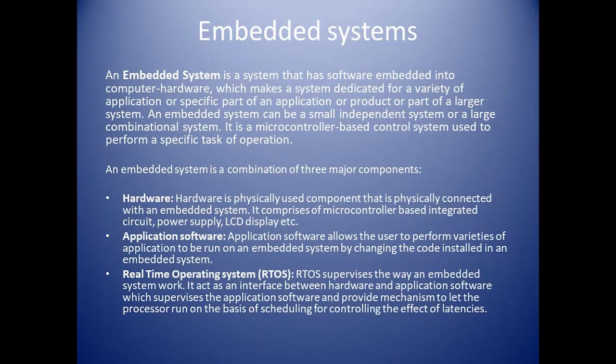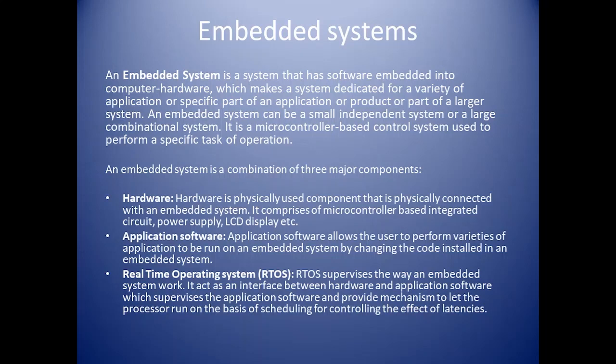Now let's look at embedded systems. An embedded system is a system that consists of software and computer hardware, which are used for various applications. It can either be a small system or a large combinational system. It's basically a microcontroller which is used to perform a specific task. An embedded system consists of three major components. First is the hardware. The hardware is the device that you're going to physically connect this embedded system to, the one where you want the output to be produced.